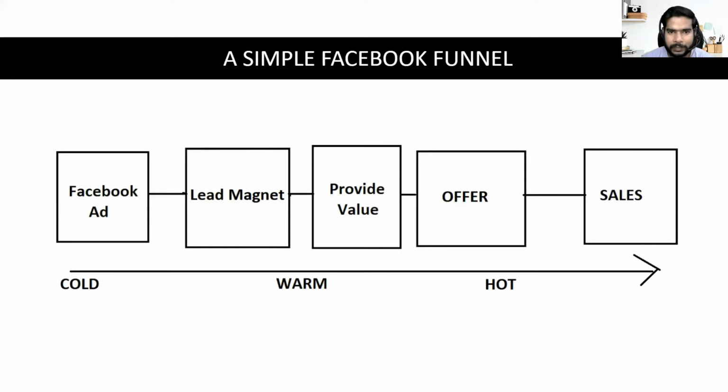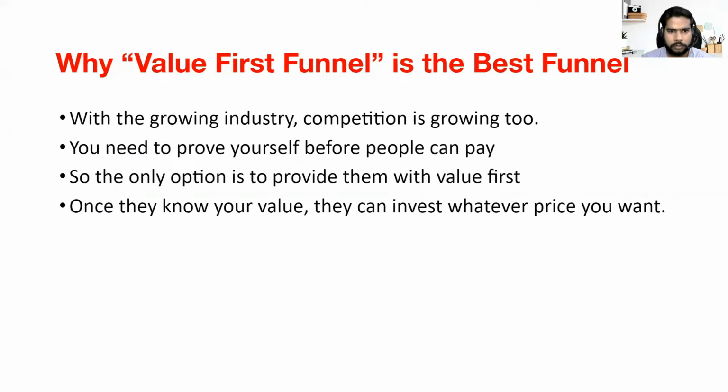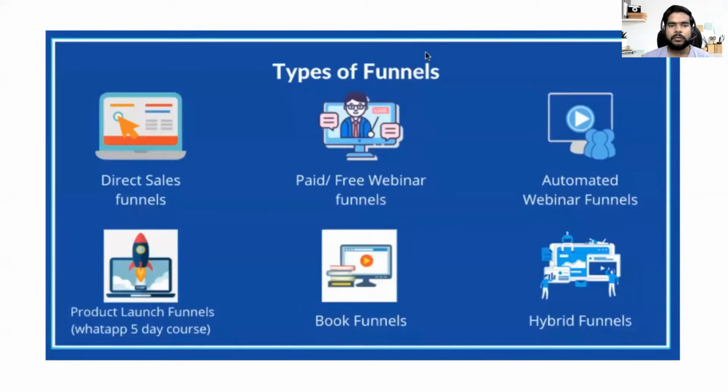So that's one thing. So this is a typical Facebook funnel. And this is what I was saying, cold, warm, hot. If somebody is seeing your Facebook ad, he's a cold audience for you. Then once he takes the lead magnet, he becomes a warm audience for you. He knows about you. There you provide value and then you give him the offer, and then sales happen. Simple. Okay. And now we'll come back to a few examples of Facebook ad funnels.